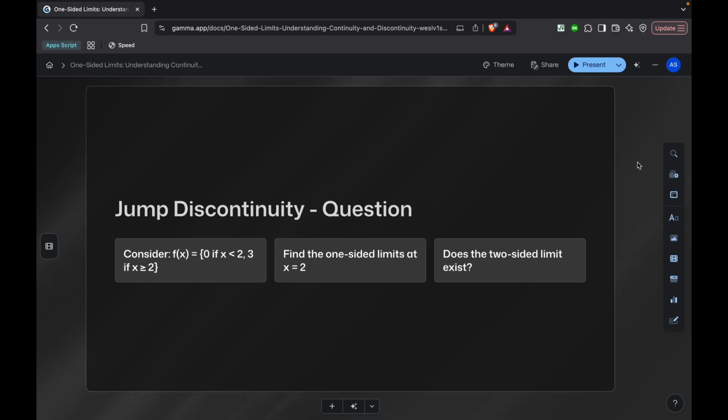Here's our first example. We have f of x is equal to 0 if x is less than 2, and 3 if x is greater than or equal to 2. Now we have to find the one-sided limits at this, and for our final question, figure out, does the two-sided limit exist or not? So, if we look at the left-sided limit, it's coming from the left.